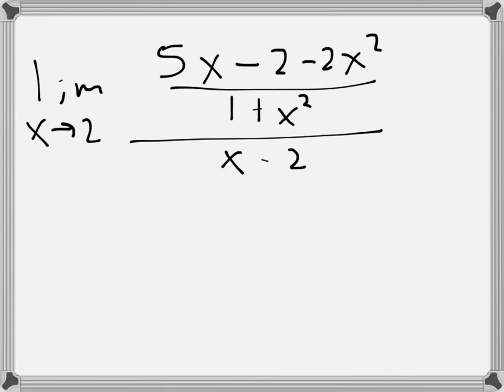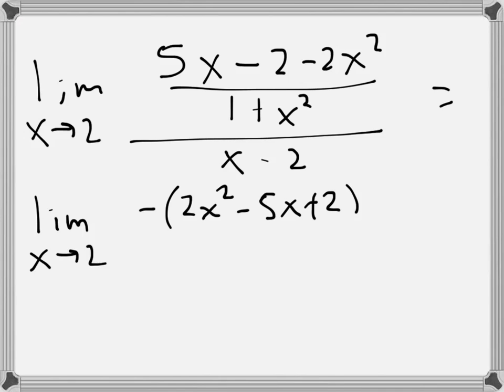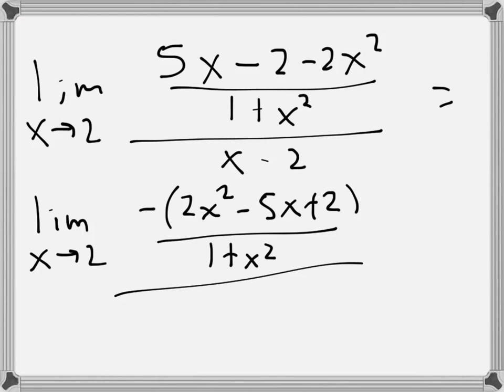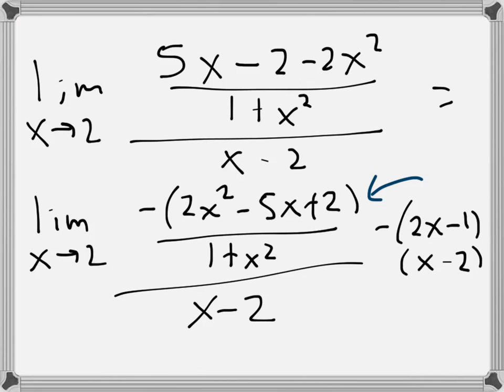Now, nothing factors in that top, and there's no common monomial to factor out. So I'm going to factor out a negative because it's going to make the factorization easier. I'm going to write negative, and reorder these: 2x squared minus 5x plus 2, because it's a lot easier to factor using reverse FOIL without a negative there. So now that numerator factors. I have the minus, but then it's going to factor as 2x minus 1 times x minus 2. So that's going to be that numerator.